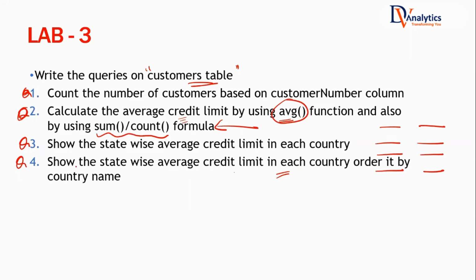And then order it by country name. You want to order everything by country name, either ascending or descending order alphabetically. These are the 3 commands. These are the 4 questions that you need to do as part of lab 3.